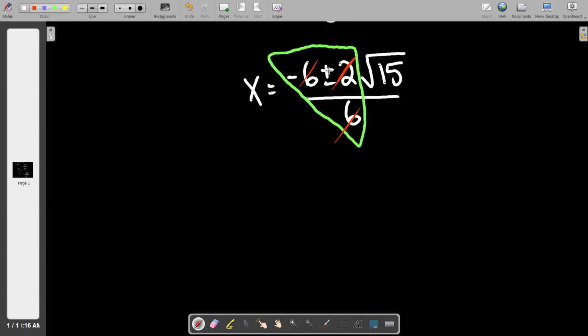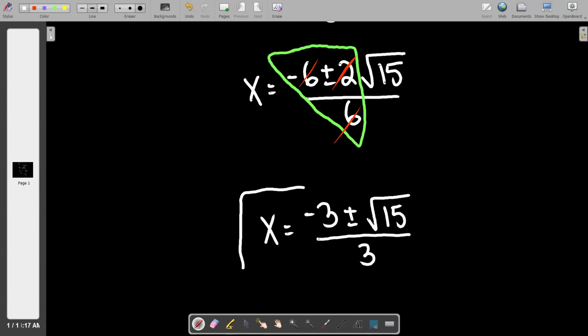So what does the -6 become? -3. What does the 2 become? 1. And I don't need this particular one because it's multiplied by something, and as we know, 1 times stuff, the 1 is not something we need. So I'm just going to put root 15. And then I'm going to put it all over, put a box around it, send it, done.